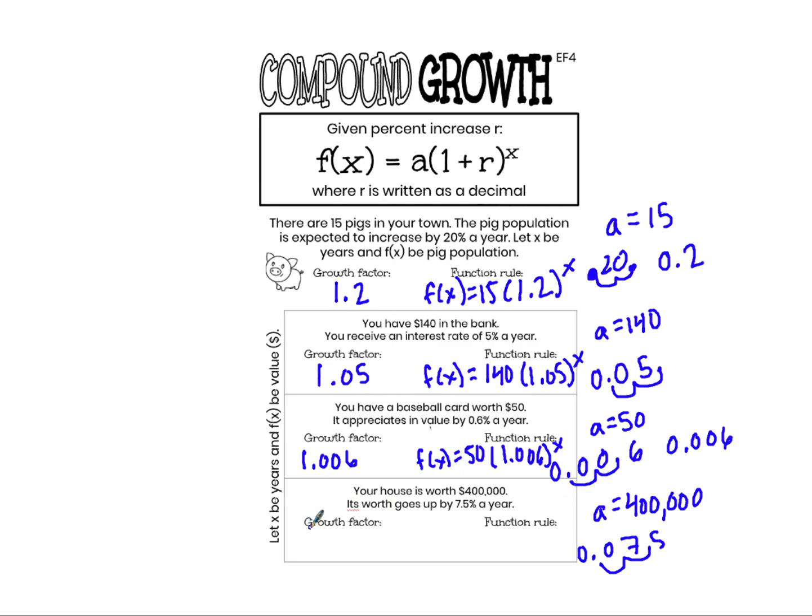Now I need to go ahead and add that to 1, and I get 1.075. Again, my house is still worth the original amount, plus I'm adding 7.5% of that worth. That gives me my function rule. My function rule is f of x equals start value, 400,000, times 1.075 to the x.